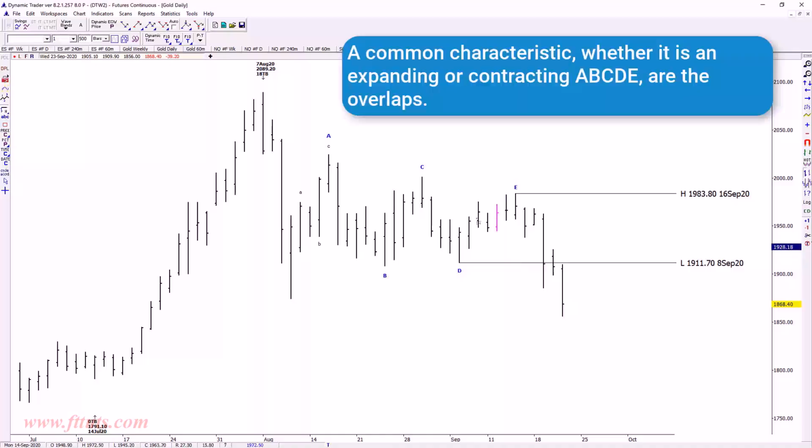How do we determine if it's probably an ABCDE? That type of correction, again, it'll be dependent on how these sections are breaking down, the subdivisions within them. And again, you'll learn about that in a later module.